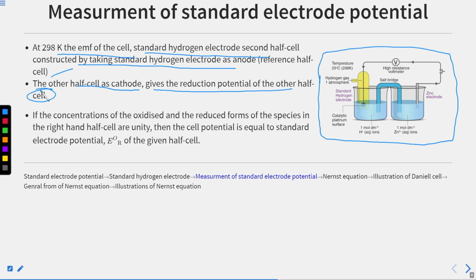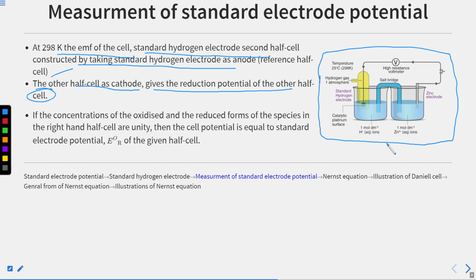Now what is written here is that we have taken hydrogen at the left side. So this is the hydrogen compartment. You can see it very clear. We have taken our platinum. We are bubbling hydrogen gas at 1 atm pressure through it. So it is kept at oxidation side.